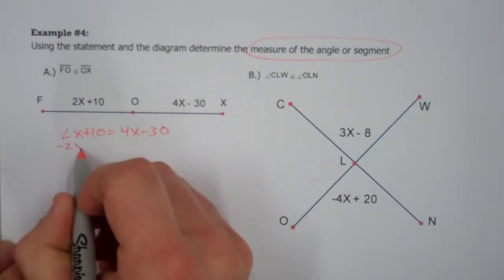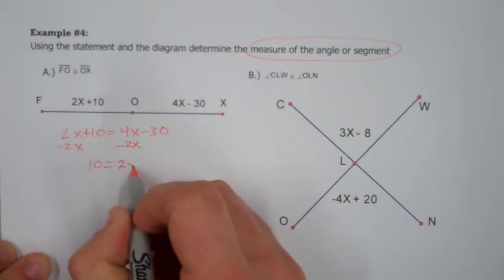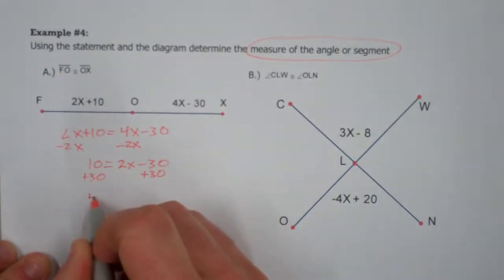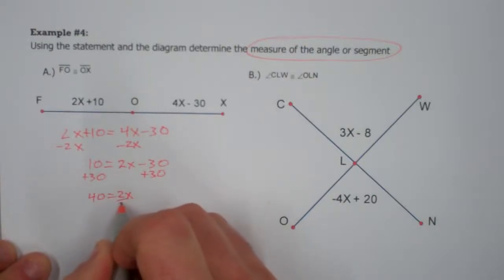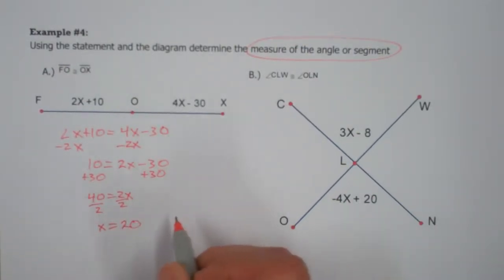There's a lot of ways to solve this. I like to deal with positive coefficients of x, so I'm going to subtract 2x from each side. We'll add 30. 40 is equal to 2x. We'll divide by 2, and x is equal to 20.